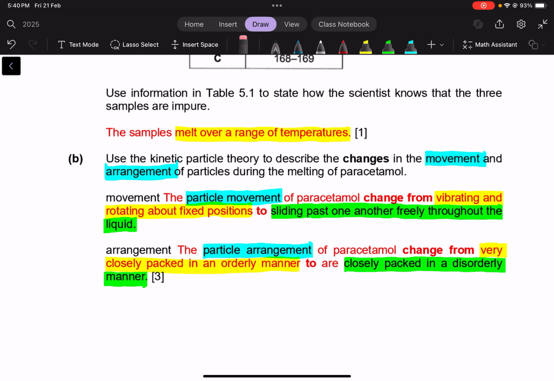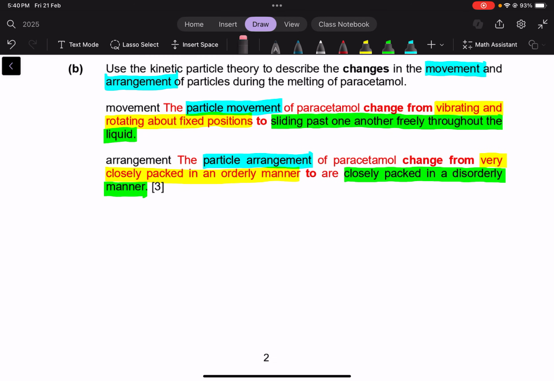So do take note, for liquid, the movement is sliding past one another freely throughout the liquid. Then arrangement is closely packed, but do take note that it is closely packed in a disorderly manner.